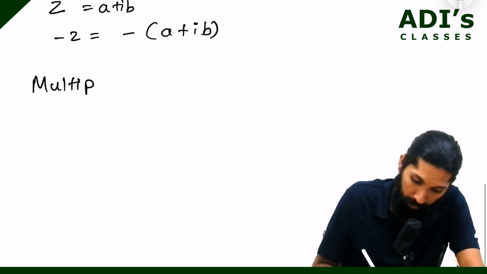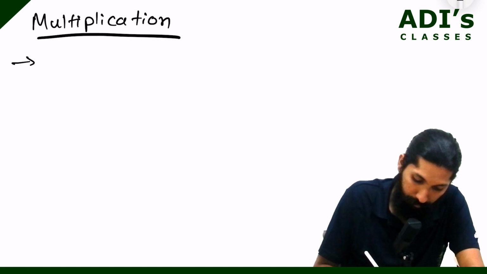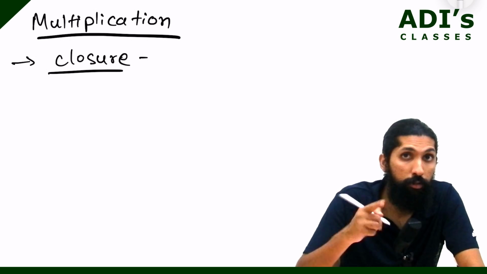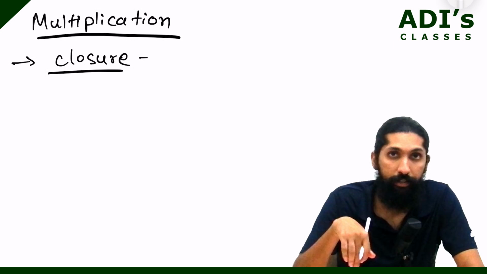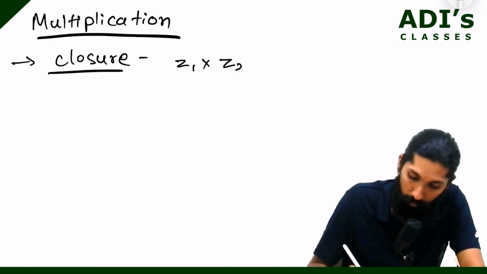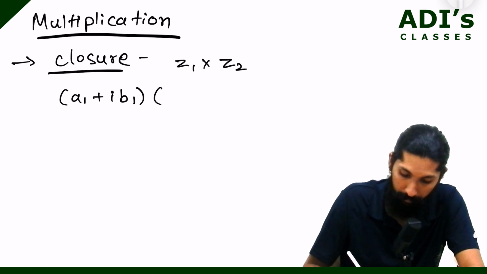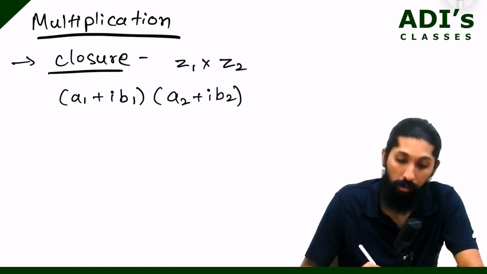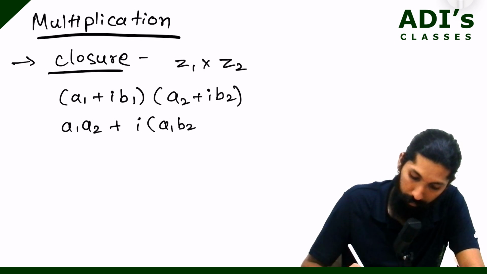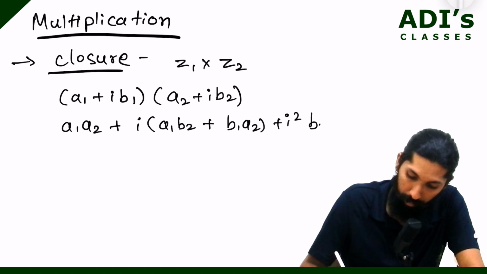So next we have multiplication. In multiplication, the first one is closure. Again Z1 and Z2, two of them. The product of the two complex numbers, we also have to check whether it is actually a complex number or something else. So for that we do Z1 into Z2, which is A1 plus I into B1 multiplied by A2 plus I into B2. Multiplying, you get A1 A2 plus I into A1 B2 plus B1 A2, where I is common, plus I square into B1 B2.